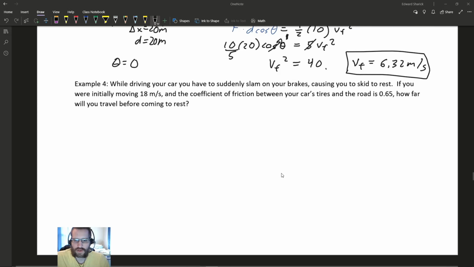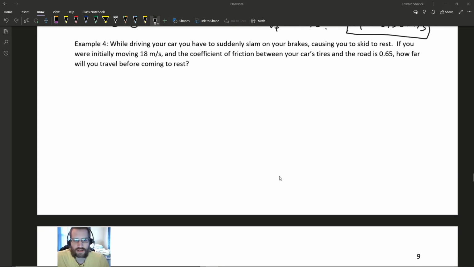While driving your car, you have to suddenly slam on your brakes, causing you to skid to rest. If you were initially moving 18 meters per second and the coefficient of friction between your car's tire and the road is 0.65, how far will you travel before coming to rest?